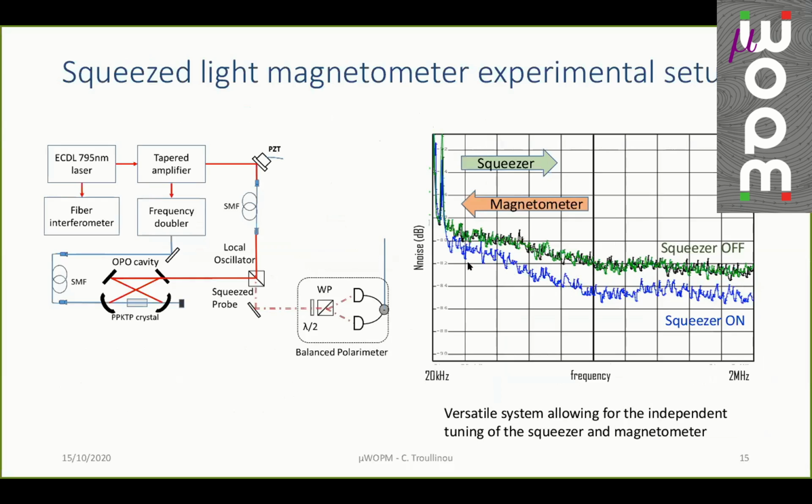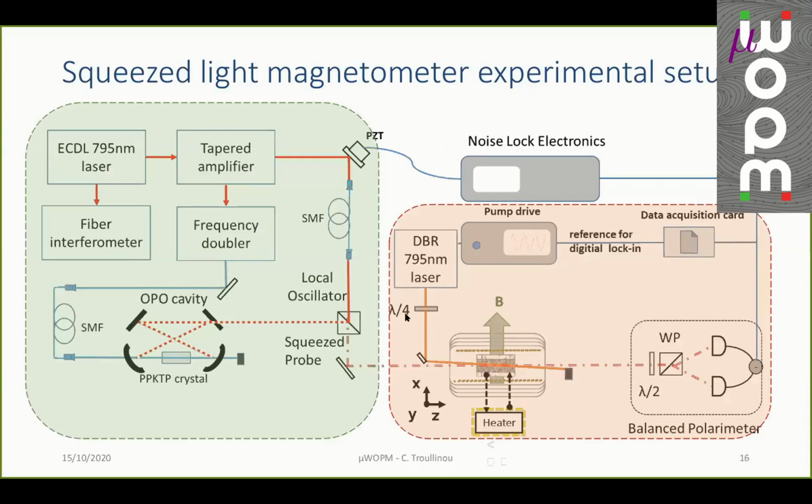And what is nice of our system is that it is a versatile system that can move. We have a tuning of what is the best area of the squeezer with respect to what is the best area of the magnetometer. So we can find the optimum analysis frequency and tune our system in this part of the spectrum. So having said that, I can move to the description of the magnetometer.